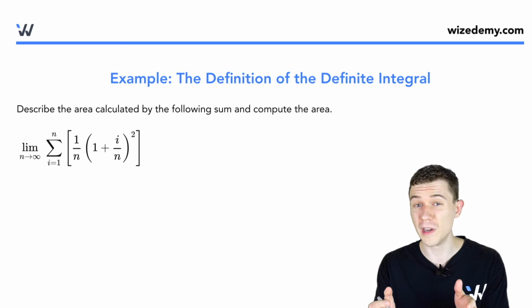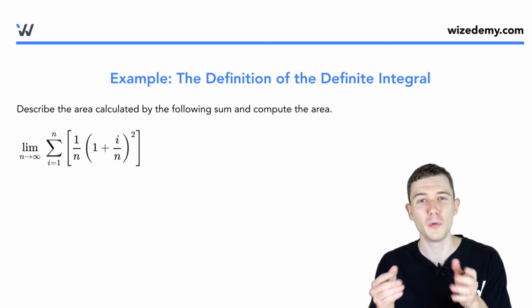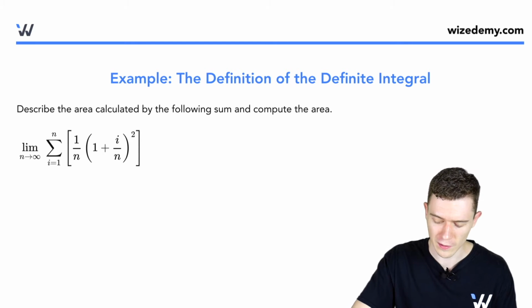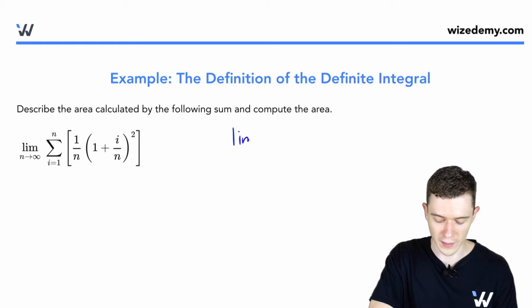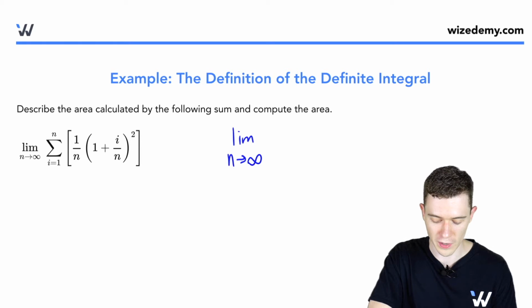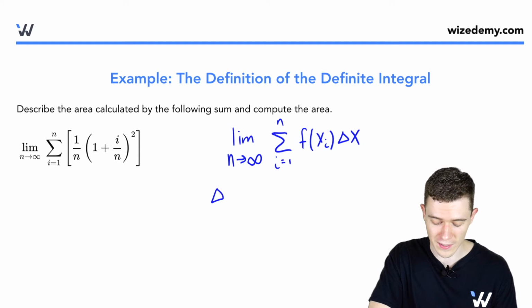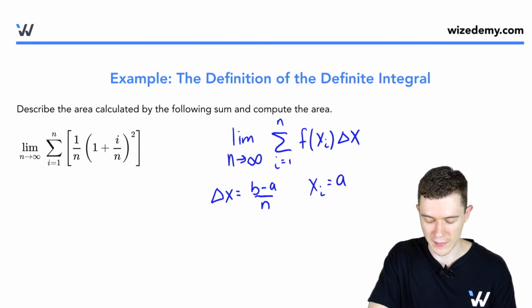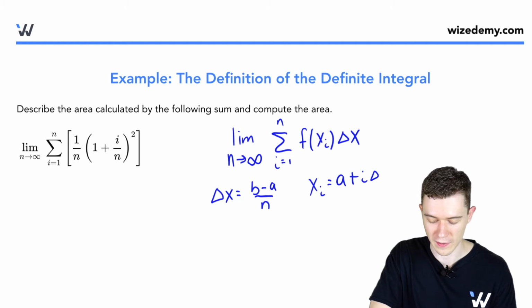Here we have the limit of a Riemann sum, a definite integral. We'd like to compute it and say what it represents. We have to pick out some things. Let's first remind ourselves, what does all of this mean? Our definite integral looks like this. The limit as n goes to infinity of the sum from i equals 1 to n of f of x sub i delta x. Here delta x is b minus a over n. This is the width of all of those rectangles. x sub i is given to be a plus i delta x.